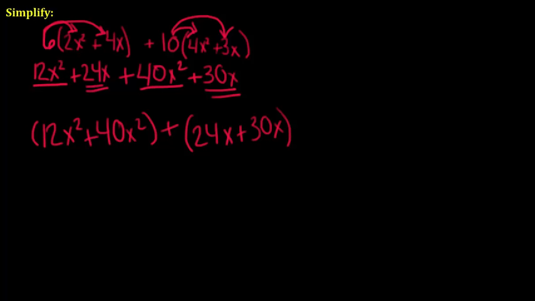So now we'll say 12x squared plus 40x squared. 12 plus 40 is 52. So 52x squared, the like term will stay the same. It'll stay x squared. You won't add the x's together. You just keep those the same. This is the same thing. We'll add the numbers together and keep the like term. So we'll have 24 plus 30 is going to give you 54, and keep the x. So that is in its lowest, most simplest form.